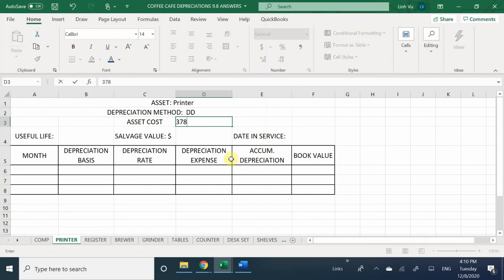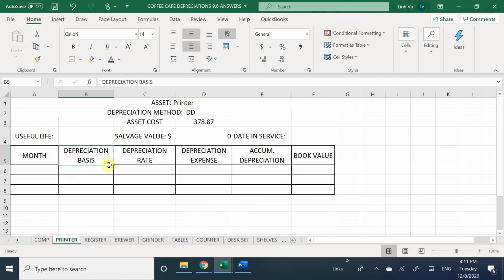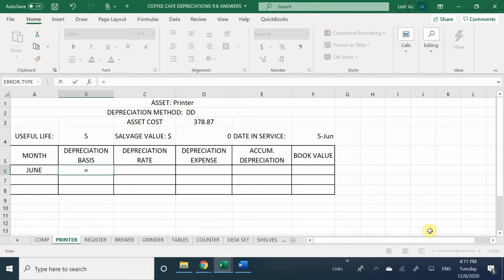378.87. Right. No residual value. 5 years. And lastly, what is the date that you place it into service? June 5th. Yes, June 5th, because you need to test print as well. All right, so June. All right, depreciation basis.